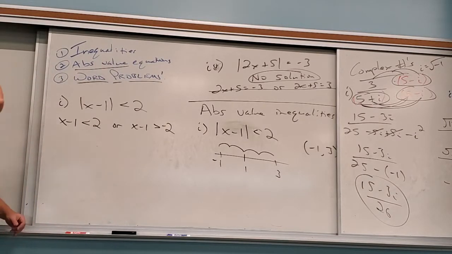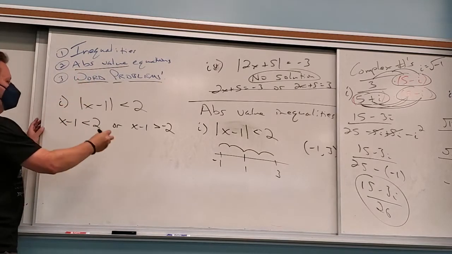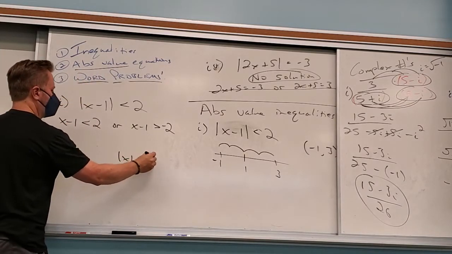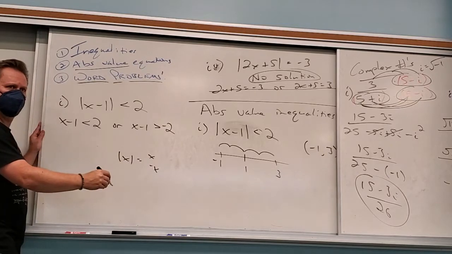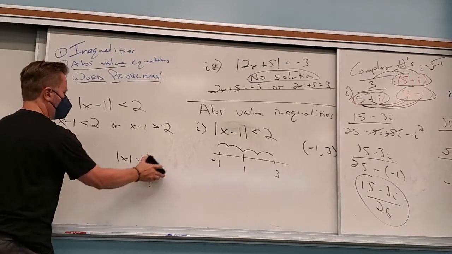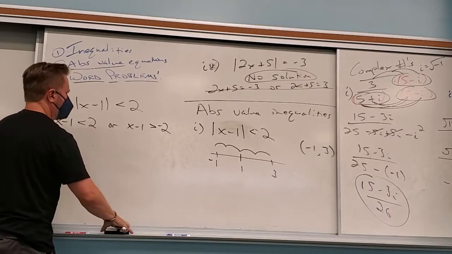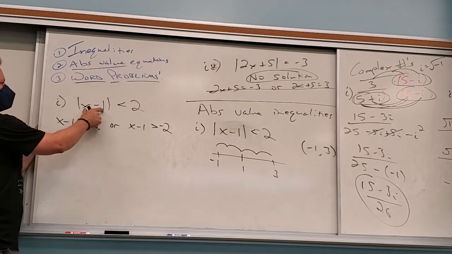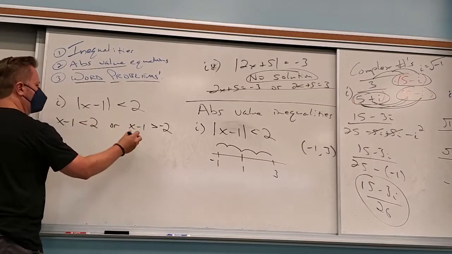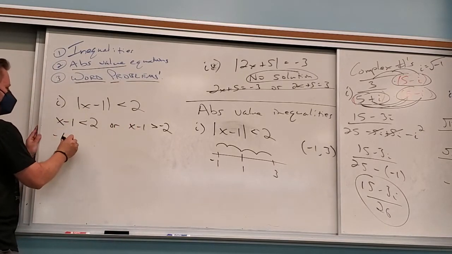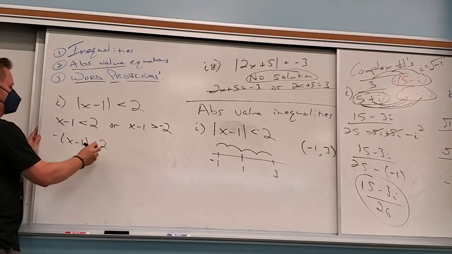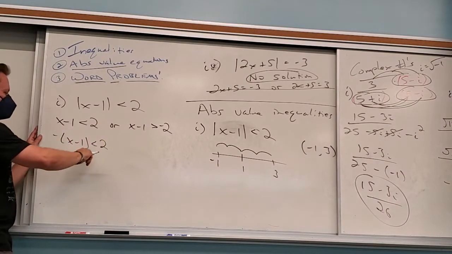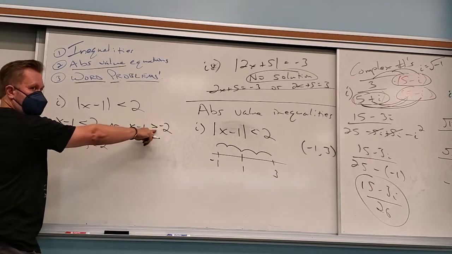Because remember how absolute value of x was x or -x, right? Remember that? So I could actually, I don't like doing this, but I could teach that you make this the positive or you make this the negative. You could actually teach this way, but then you can see when you divide by a negative, that flips the sign.